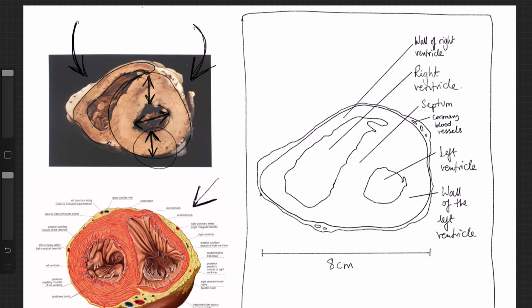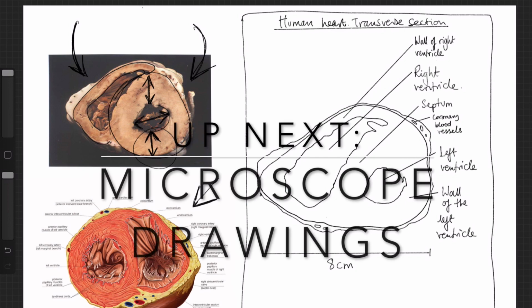I should put a title also. So, what should I say? Human heart transverse section. Human heart transverse section. I've got a scale there. Got my biological drawing. It's taking up, in my opinion, more than half the page. And I've got my labels with straight lines. And I think I'm going to call that complete.